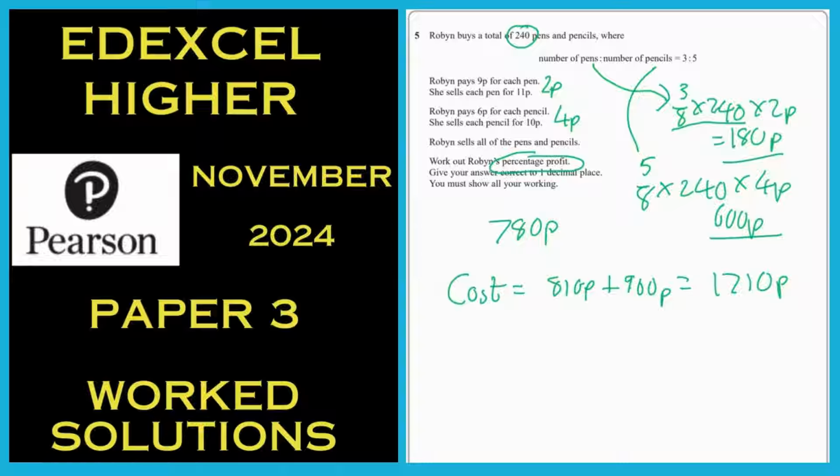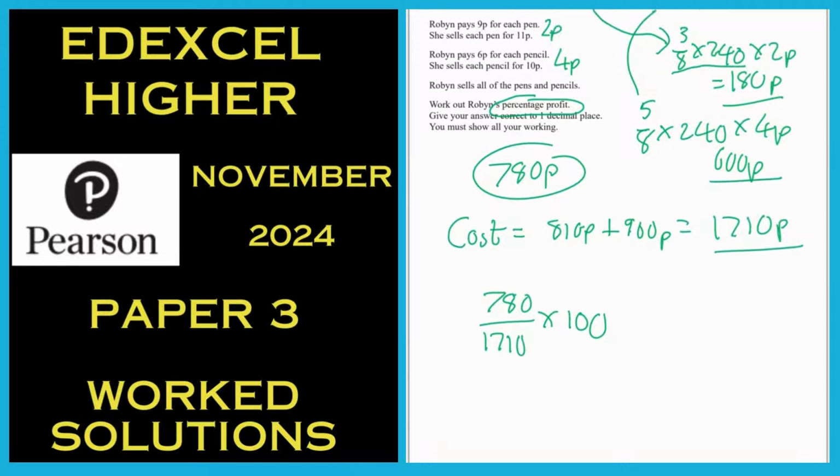Now we can move on and actually get on with the percentage profit. The formula for percentage profit is actual profit, that's the 780 we've already worked out, divided by original amount or original cost. That's what we've just worked out, and that's written now as a fraction. We want it as a percentage profit, so we times it by 100.